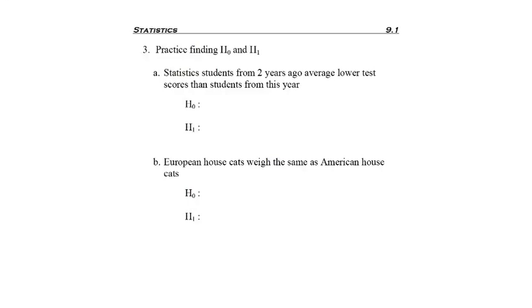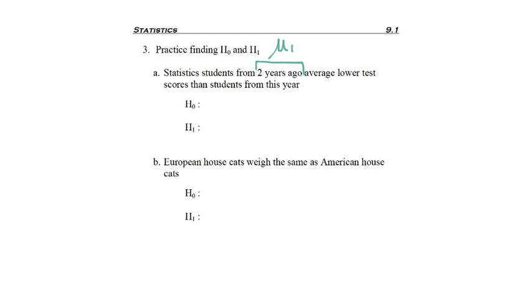So now let's go ahead and practice writing the null and alternate hypothesis. For problem A, statistics students from 2 years ago average lower test scores than students from this year. Our population 1 is generally the first population mentioned, and it says statistics students from 2 years ago. So 2 years ago will be our first population, and remember we're always comparing the population parameter, so that's why it's mu1.